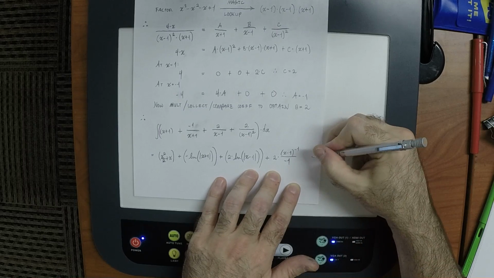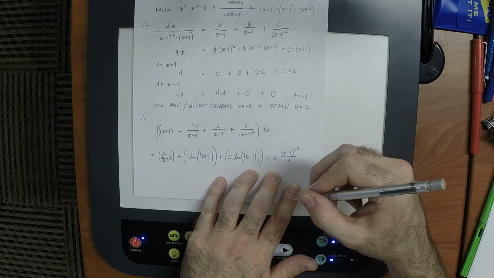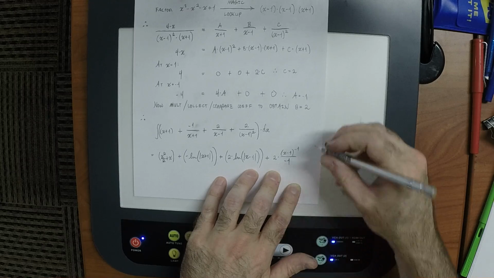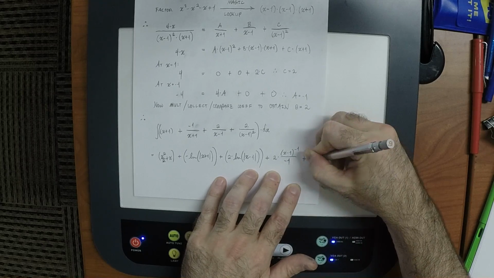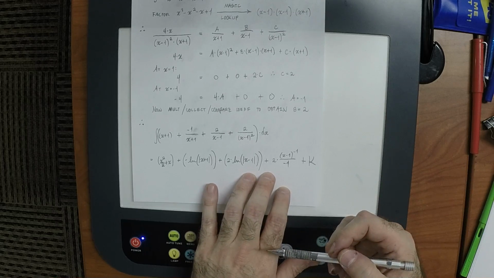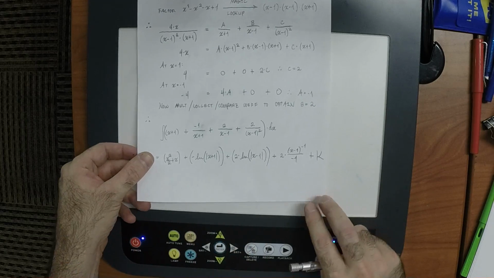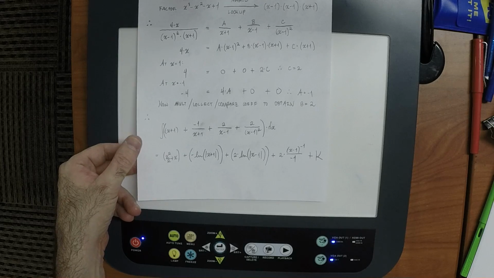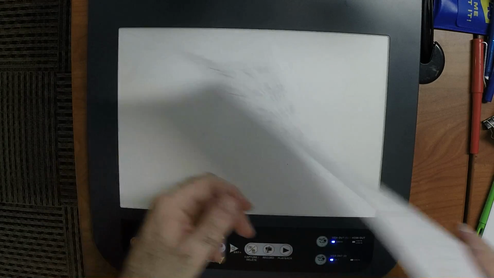So I'll write what? No, not plus c. You can't write plus c. Plus k. Why can't you write plus c? You already said c was 2. Okay. Good. Any question about this? Fine.